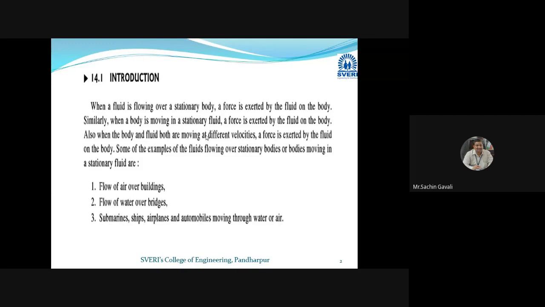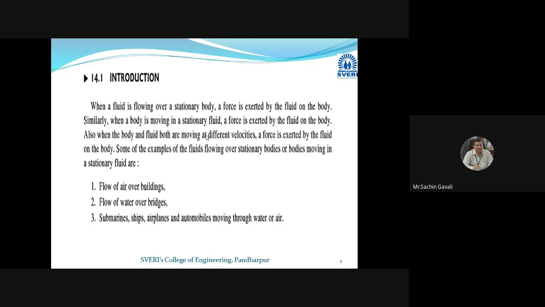All bodies and objects are submerged in some fluid. It may be air. We ourselves, as a body, are also submerged in the air. Like this, many objects, bodies and equipment are submerged in a fluid, maybe in air, maybe in water.